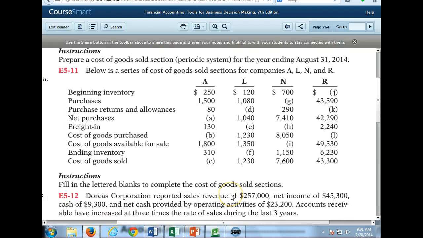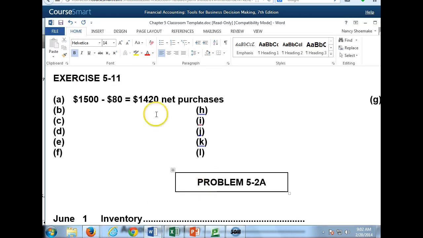Now we've got B. Let's go back here. B, cost of goods purchased. So we have our net purchases plus our freight in. So our cost of goods purchased will be our net purchases plus our freight in, won't it? So for this one, our cost of goods purchased will be our $1,420 plus our $130 is going to be $1,550. Cost of goods purchased.